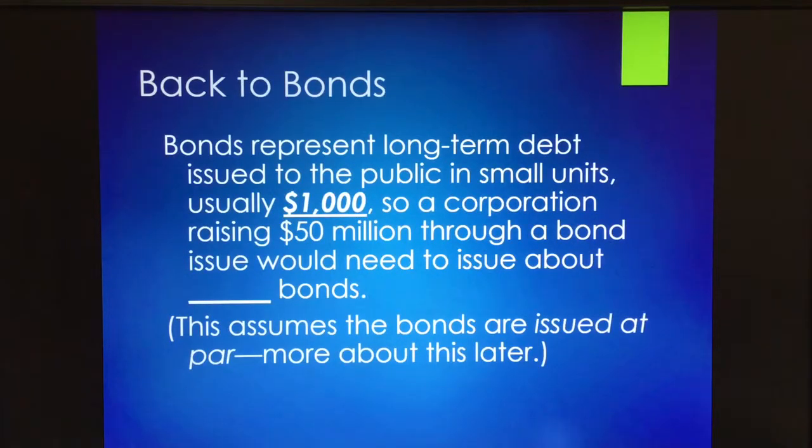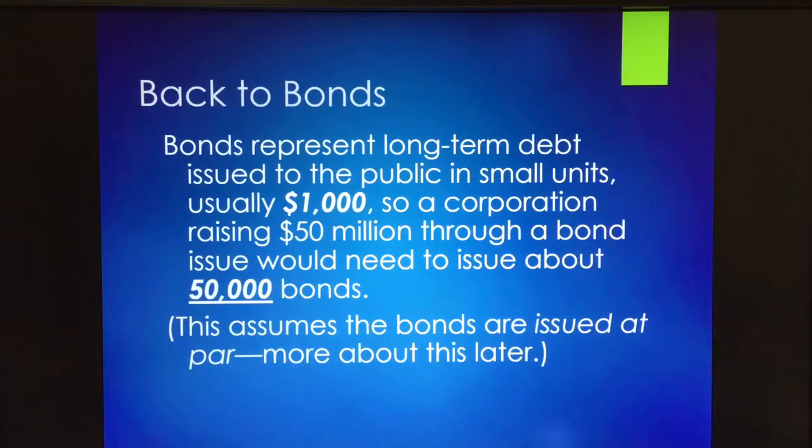So a corporation raising $50 million, think about all the zeros there, through a bond issue would need to issue about 50,000 bonds. In other words, $50 million divided by $1,000. Now that assumes those bonds are issued at what's called par value, and we'll look at those definitions very soon.